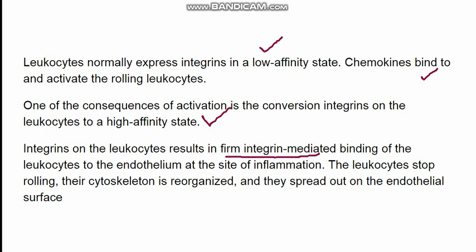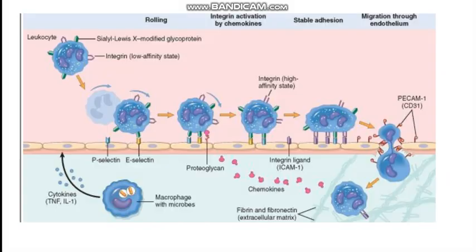Now the leukocytes will stop rolling, they will adhere to that area, and their cytoskeleton is reorganized. The leukocyte from this shape will move to a more flattened shape. They will reorganize the cytoskeleton and spread out on the endothelium surface. Okay, now we can see in this diagram also, they are flattening out and changing their cytoskeleton.